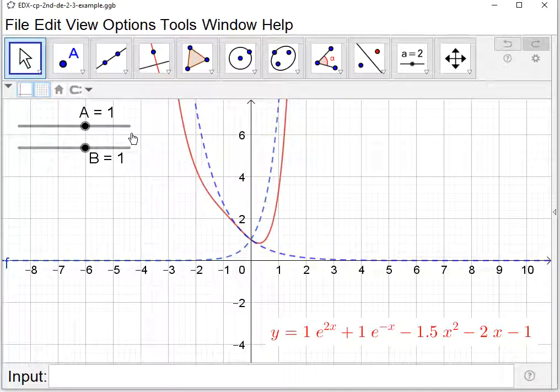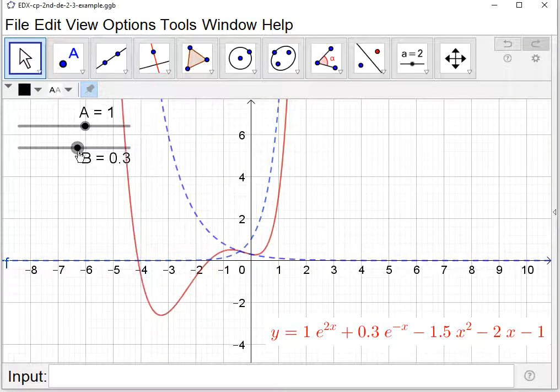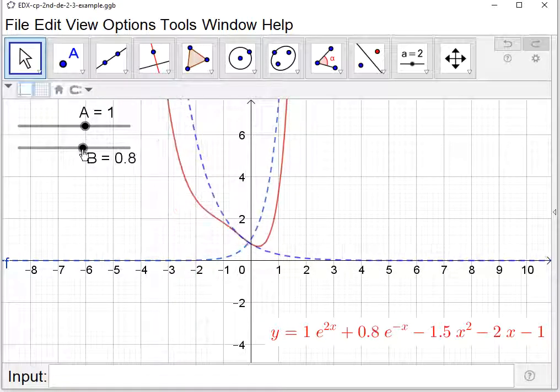When x is negative, then this e to the 2x term will be tiny, very small, and the dominant term becomes this b e to the minus x. Remember, we're talking about a negative x. So when x is negative, we can see that the solution stays close to this dominant b e to the minus x term.